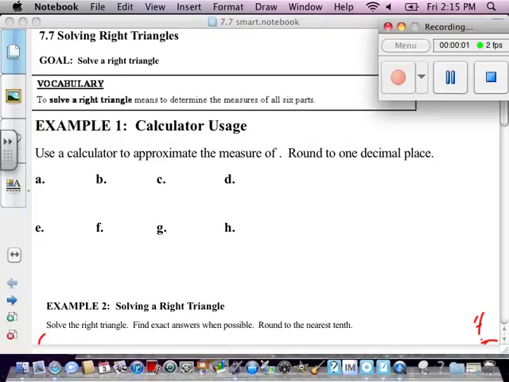Ladies and gentlemen, we are starting. Apparently we're not. All right, so ladies and gentlemen, what we're doing today is inverse operations.